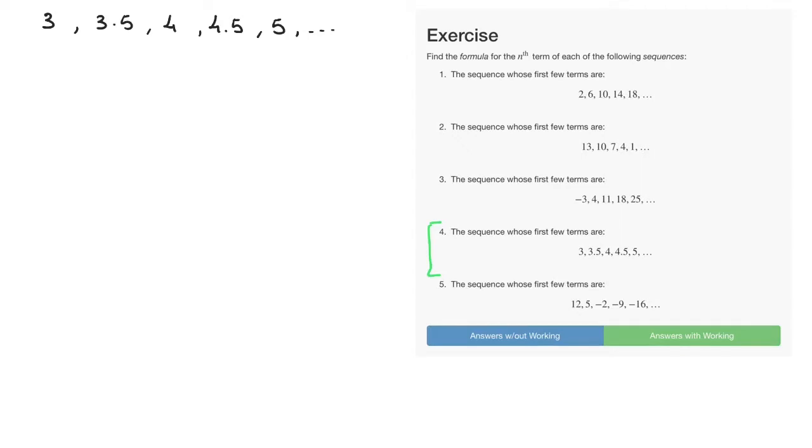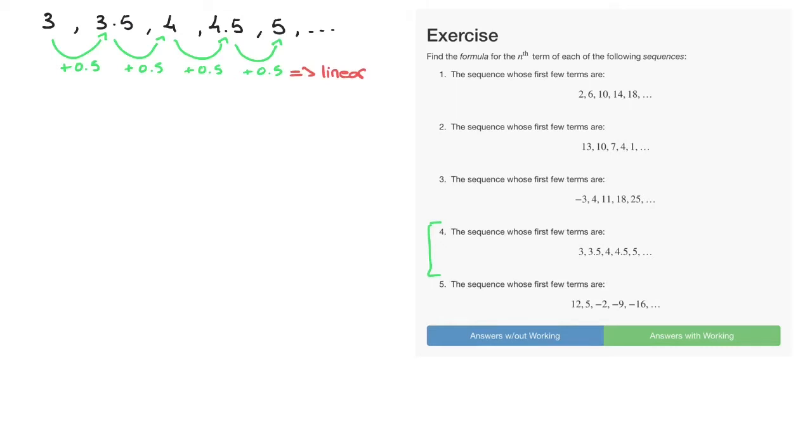Okay, well the first thing we do is look into the differences between the terms as we move from left to right. So from 3 to 3.5, we're adding 0.5. From 3.5 to 4, we're adding 0.5 again. From 4 to 4.5, again, we're adding 0.5. And from 4.5 to 5, we're adding 0.5 again. Now the first thing we pick up on here is, because we're always adding the same amount between these terms, that means this sequence is a linear sequence.